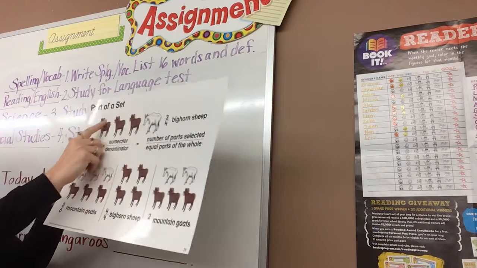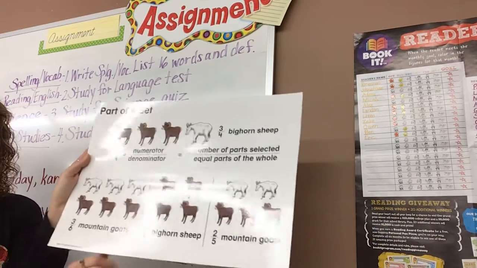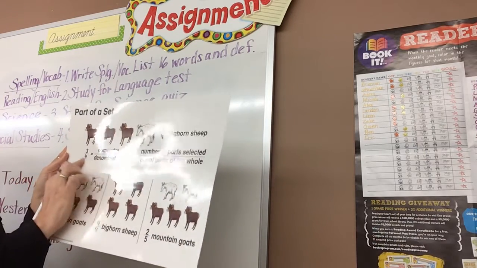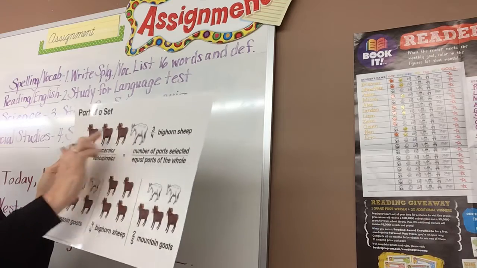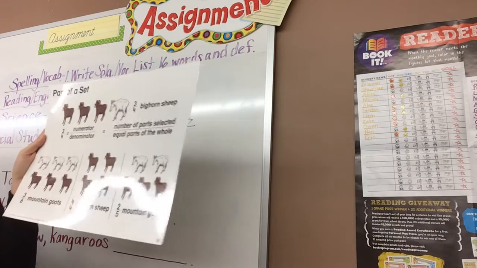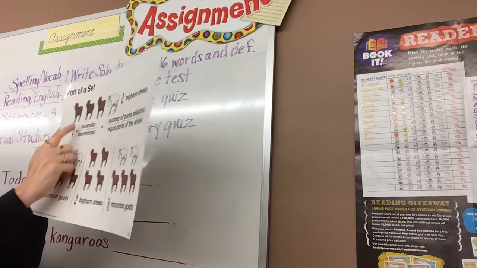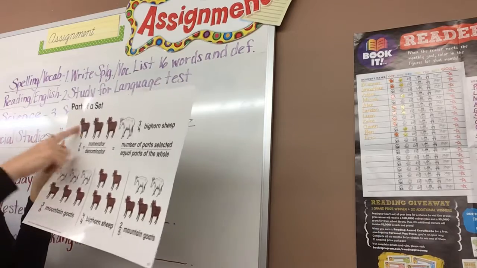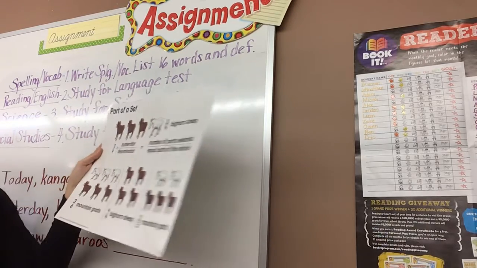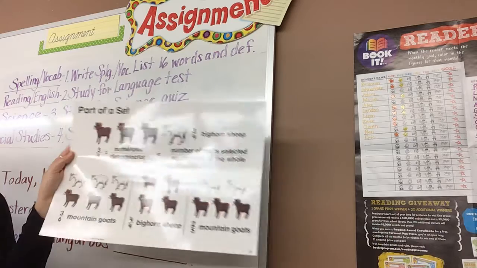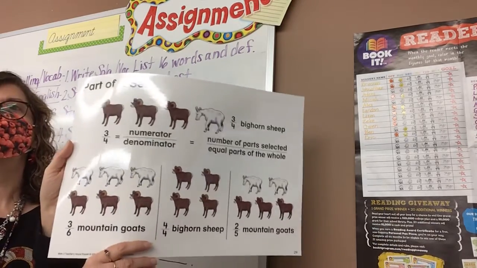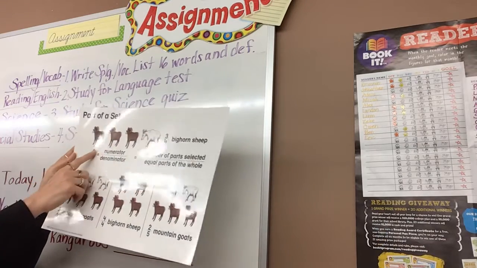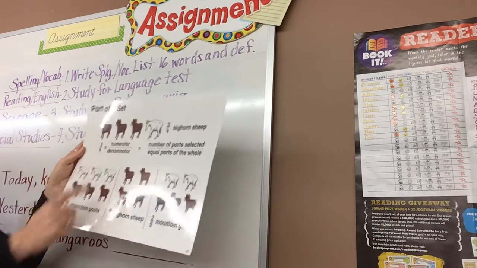So 3 is our numerator. That means those 3 out of the 4 sheep, 1, 2, 3, 4. 4 is our denominator. That's the whole group. See? 1, 2, 3, 4. Does everybody see that? That's where they got the denominator 4. Then of them, 3 of them are bighorn sheep. So 3/4 of this set of sheep, because even that actually looks like it might be a goat, maybe a mountain goat. So that one looks like a mountain goat. So 3/4 of this set of animals are bighorn sheep. 3 out of the 4, 3/4.